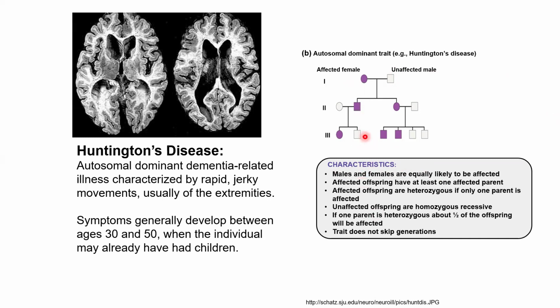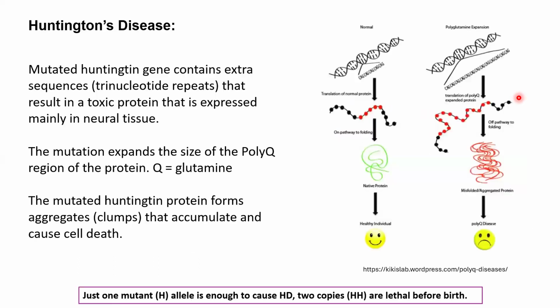It goes through every generation: any affected offspring would have at least one affected parent, and any affected offspring that are heterozygous, if only one parent is affected, then it goes from there. Then there are unaffected offspring that are homozygous recessive. If one parent is heterozygous, about half the offspring will be affected and half of them will not be. And the autosomal dominant trait itself does not skip generations.